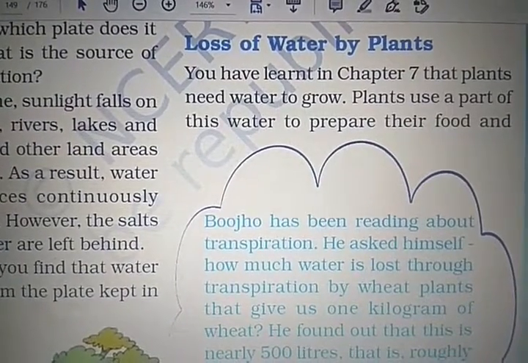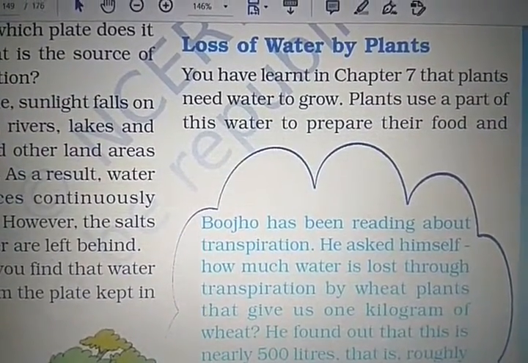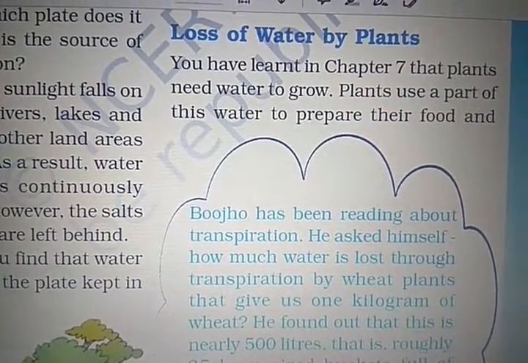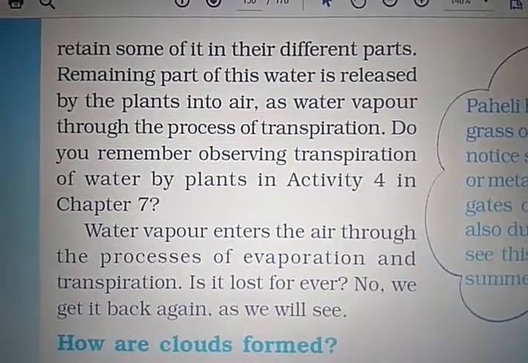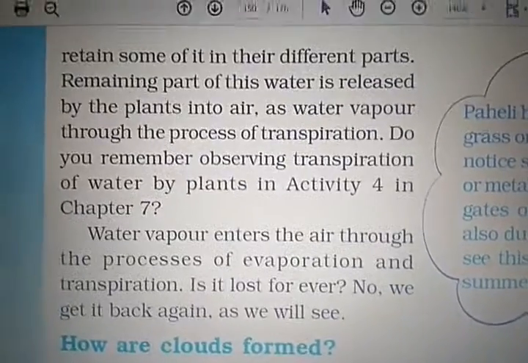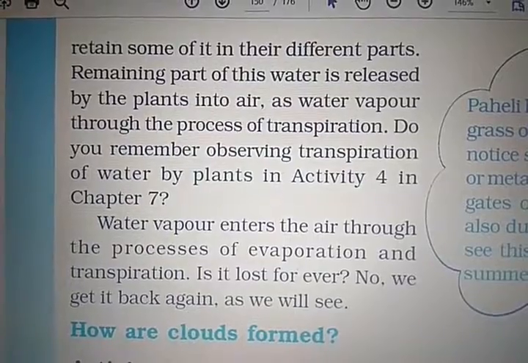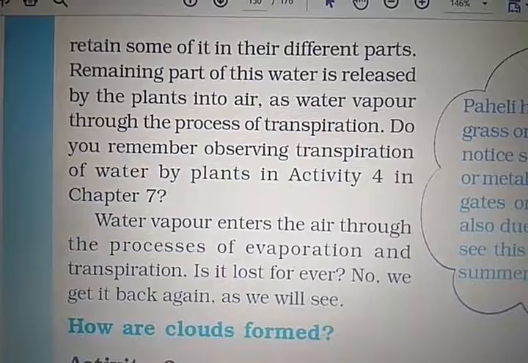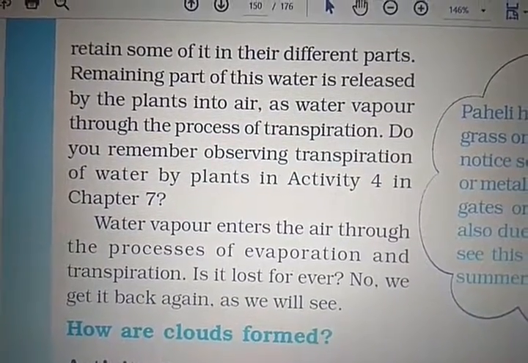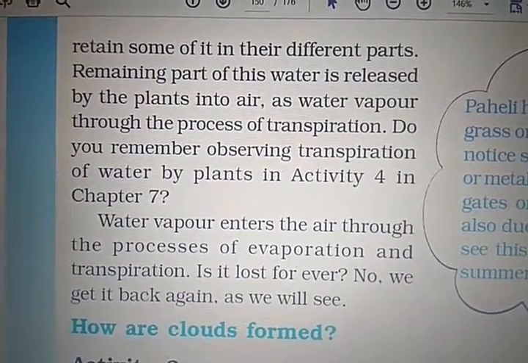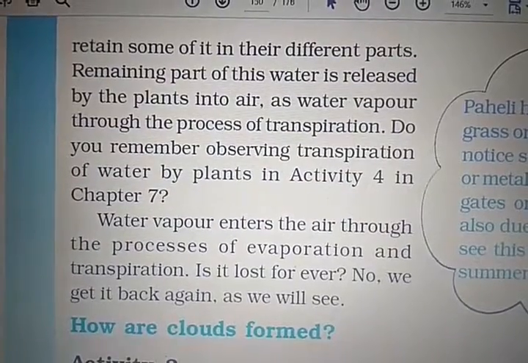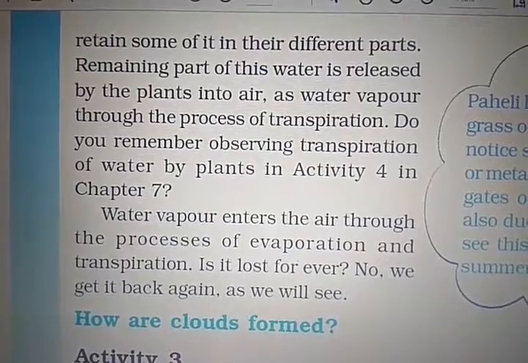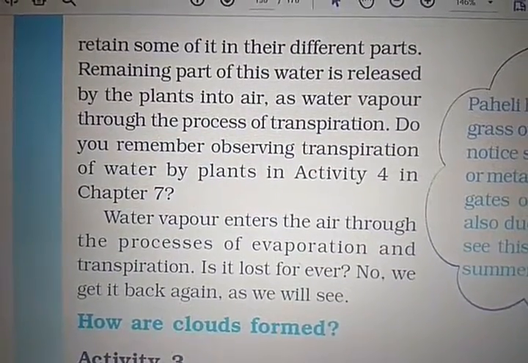You have learnt in chapter number 7 that plants need water to grow. Plants use part of this water to prepare their food and retain some of it in their different parts. The remaining part of this water is released by the plant into the air through the process of transpiration, right? Here you see the word transpiration. Do you remember observing transpiration of water by plants in activity number 4 in chapter 7?